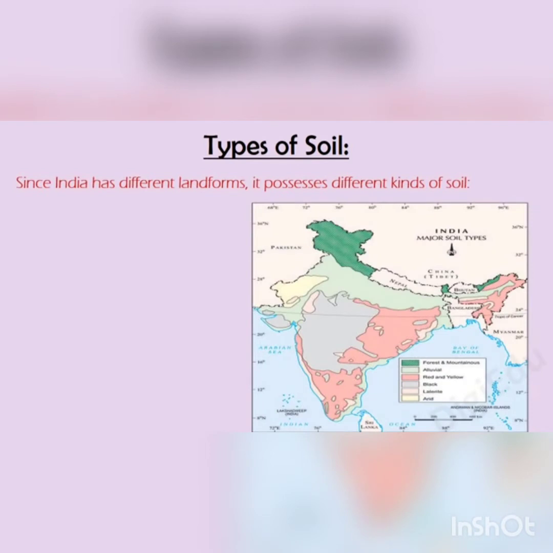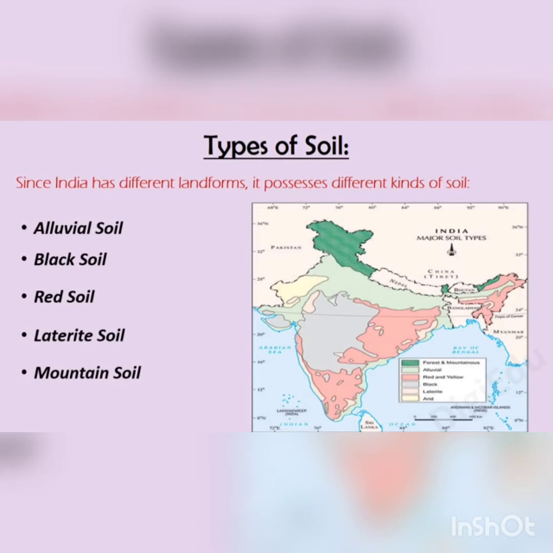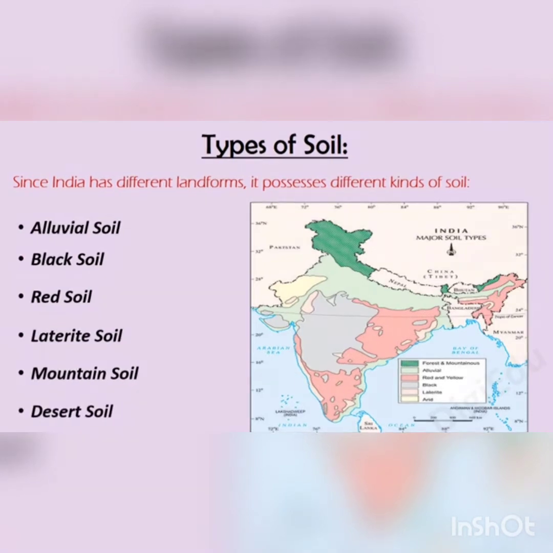Now, let's talk about the different types of soil that can be found in India. Since India has different landforms, it possesses different kinds of soil. First of all, alluvial soil, black soil, red soil, laterite soil, mountain soil, desert soil, etc.